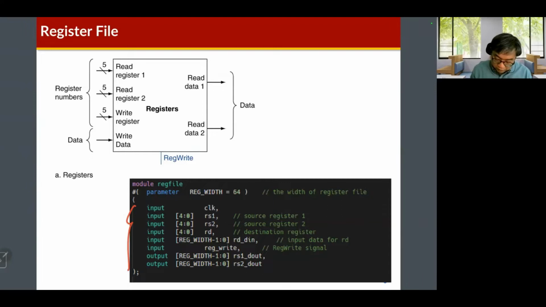If you compare the input and output ports of these registers in this figure, and then compare the input and output port list in the SystemVerilog module reg file, most of the ports are the same as the ports in this figure, but you can find the clock signal.